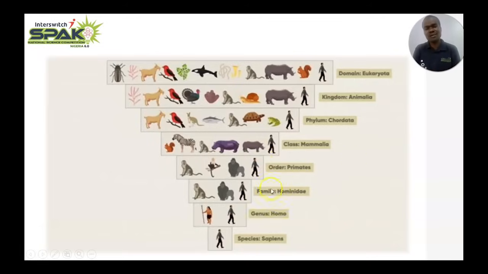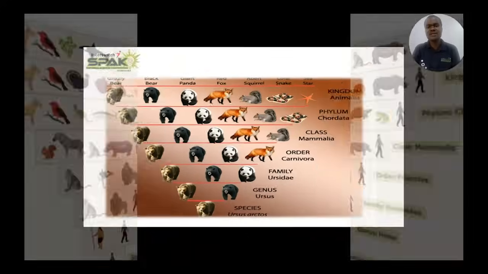Now, when you get to primates, order of primates, as you move down the group, they slim down. You get to family Hominidae, then genus Homo. And you now get to the scientific name Homo. The specific name is sapiens. So the scientific name for man is Homo sapiens.